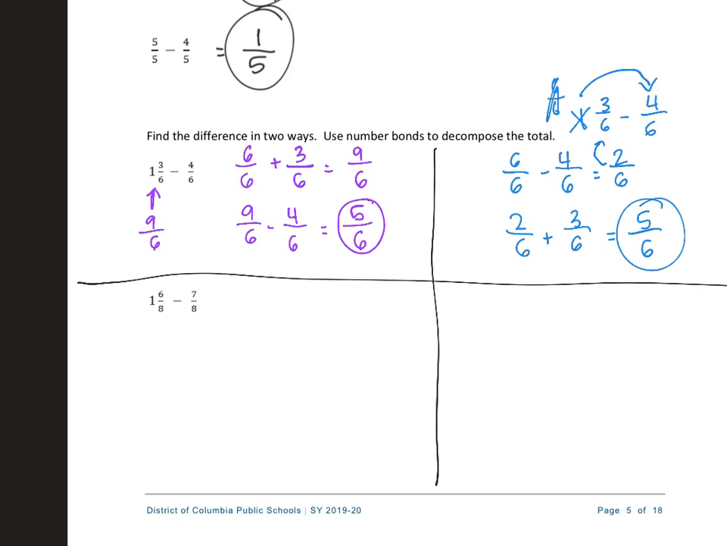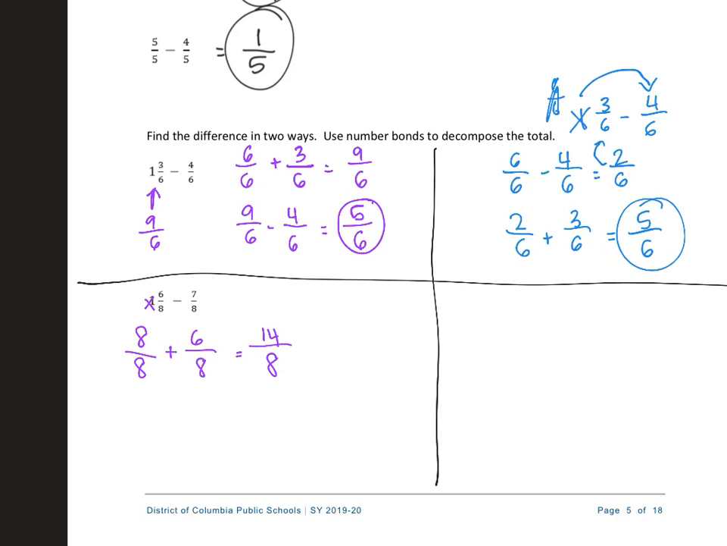So here I have 1 6/8 minus 7/8. The first thing I'm going to do is take this one whole and replace it with 8/8. Now I'm using eighths because that's my denominator in this problem. So I'm going to say 8/8 plus the 6 more eighths that is attached to that mixed number is going to give me 14/8. So 1 6/8 is the same as 14/8.